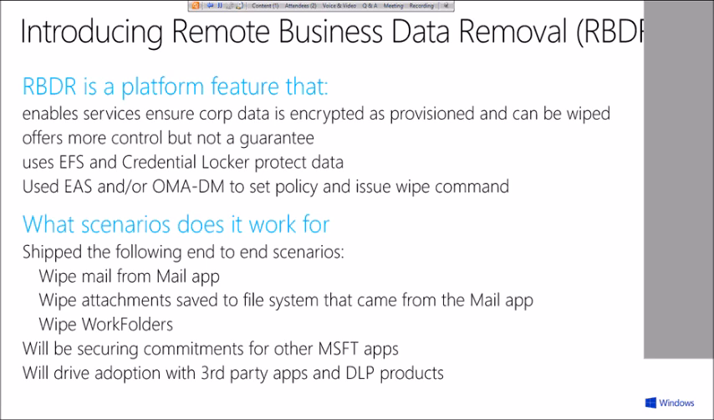Another new feature we introduced when we shipped Windows Server 2012. All data which is under work folders, which is under the mail app, all attachments under mail, will be EFS encrypted. Now that's the first part. So that's already good. It's EFS encrypted. Now the second component is we bring some sort of manageability in there.